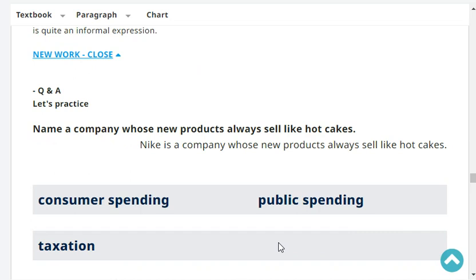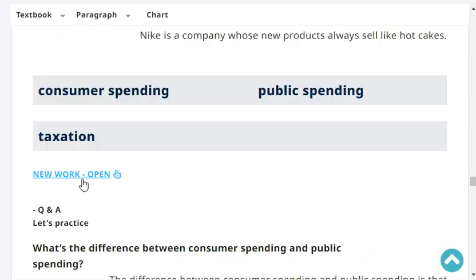Okay, let's practice. Name a company whose new products always sell like hotcakes. Apple is a company whose new products always sell like hotcakes. Very good.